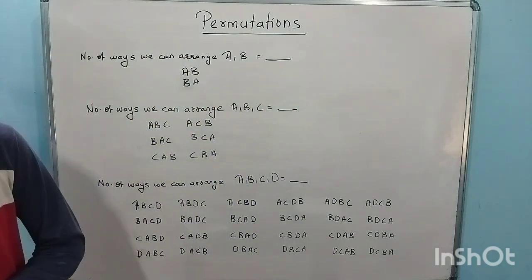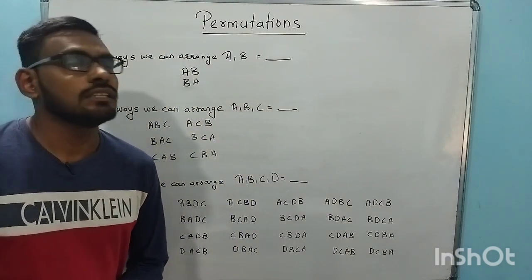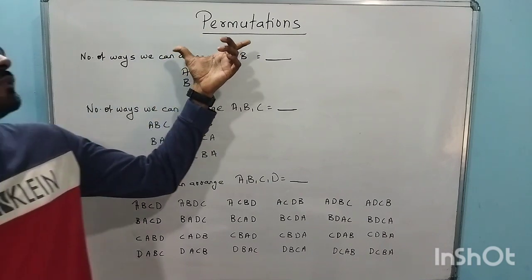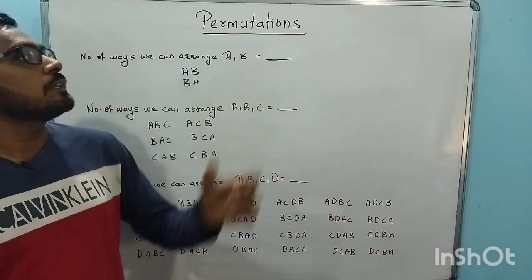So today we'll start with a new lesson, permutations and combinations. There are two parts in this lesson. We'll do both of them one by one. First we'll see permutations.